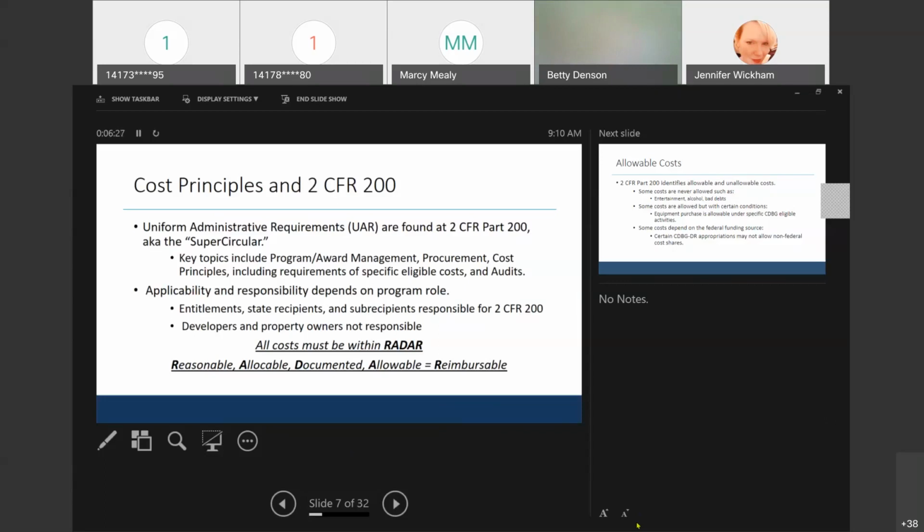The applicability and responsibility depends on the program role. There could be many groups involved in a project. We do have, of course, the state that is responsible to administer the project, to deliver the project to the recipients that will then implement the project, or the state could deliver the project directly with DR. So we have entitlements, state recipients, and then subrecipients. All of these groups are responsible for 2 CFR 200. I will make a note that developers and property owners, if you are running anything specifically involving household applications or households, are not responsible to the cost principles in 2 CFR 200.